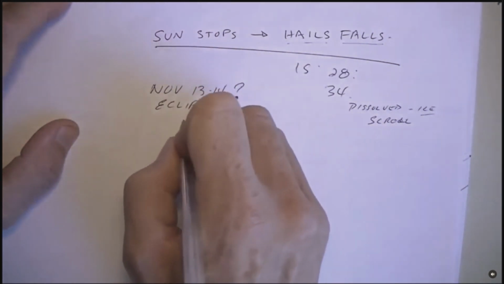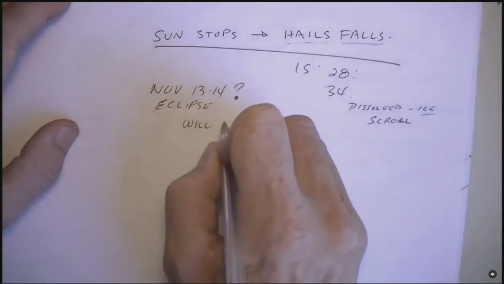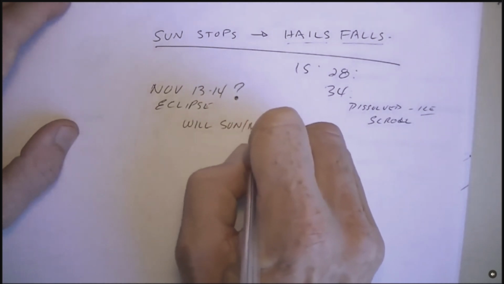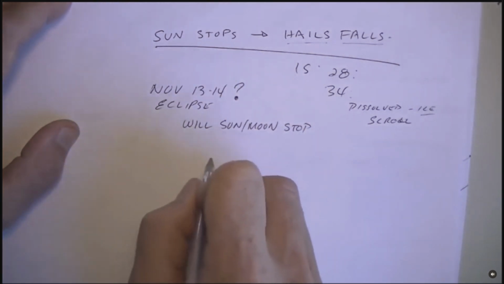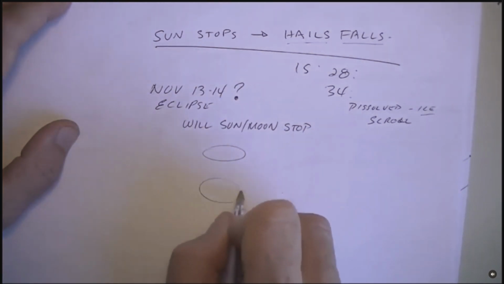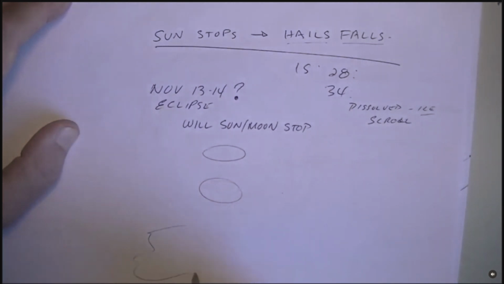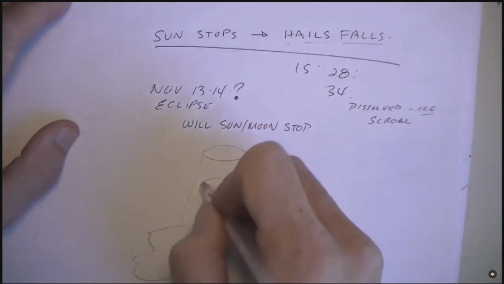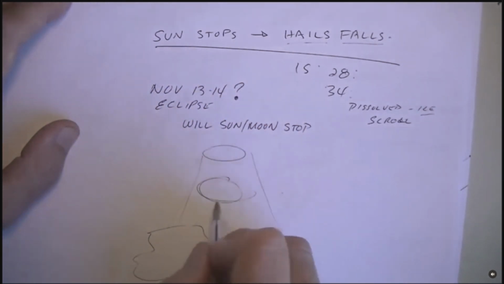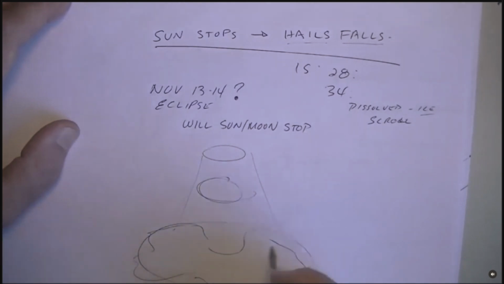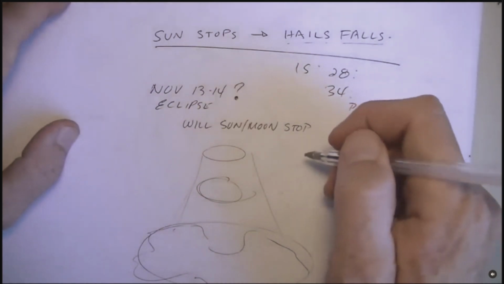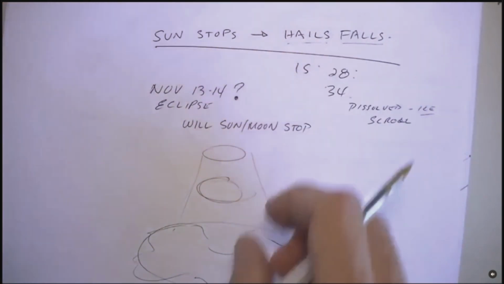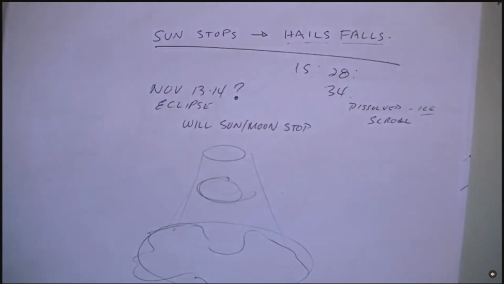Will the sun stop? Will the moon stop? Will they align themselves up? So we have the sun on top of the moon over the continent of Australia. Will the sun cast a shadow, the moon shadow, on the ground? Will it? In the book of Zechariah, it talks about a day where it's actually not day nor night.